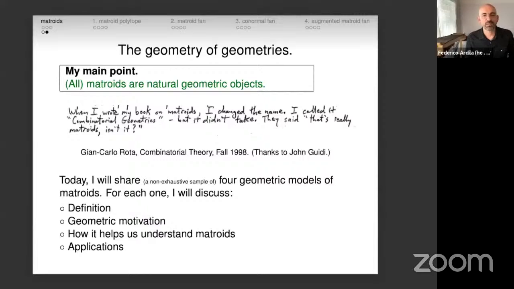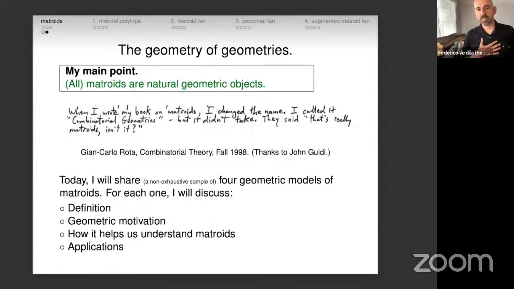And I like this quote because I think that early on maybe it was not so clear how geometric matroids are, but I think with time I've really come to appreciate that Rota was really onto something important by emphasizing the word geometry in the title. And so that's why my talk is called The Geometry of Geometries. What I mean by that is that it's the geometry of combinatorial geometries, or the geometry of matroids, which really have a very geometric essence.